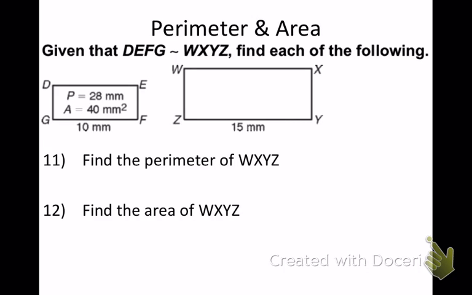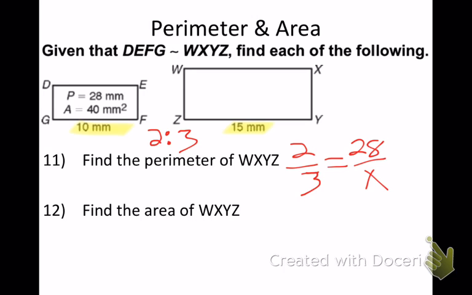All right, take a couple seconds, try these two on your own. Okay, first off, I want to find the ratio of number 11. What's the ratio of the two rectangles? 2 to 3. So set up a proportion for number 11, Katie. 2 over 3 equals 20 over x. Nice job. When you do that, you get the perimeter to be what? 42 millimeters. Nice job.